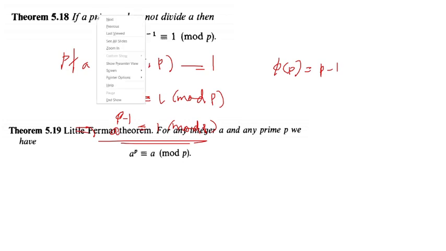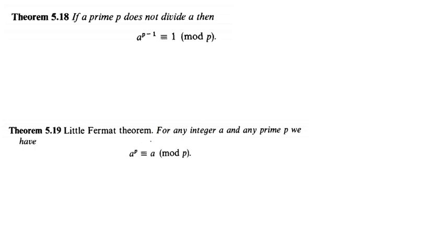Next theorem, Little Fermat's theorem. For any integer A and any prime P, we have A raised to P congruent to A mod P. Then there are two cases. First case is P does not divide A. Then by the previous theorem we can write A raised to P minus 1 congruent to 1 mod P.